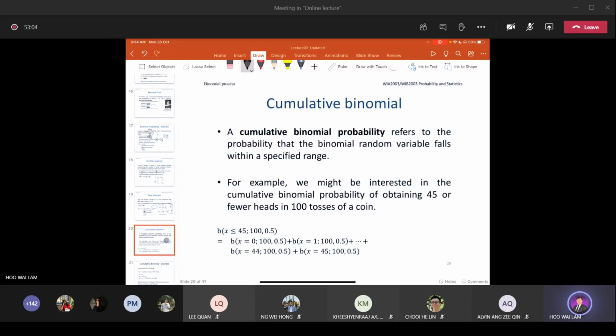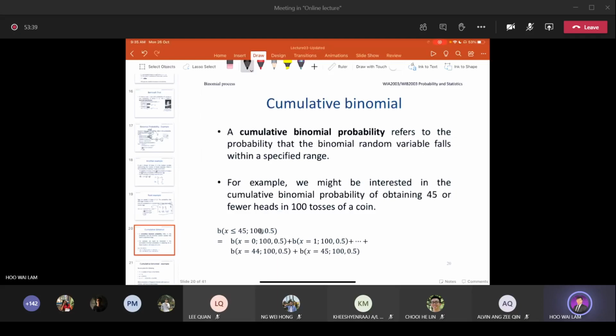Okay, we move on to cumulative binomial distributions. A cumulative binomial probability refers to the probability that a binomial random variable falls within a specified range. Just now, we had some examples using a comparison, X bigger or X smaller than a certain value. In that case, it is actually given a range, and for this range, you will need to sum up all the probabilities that fall into that particular range.